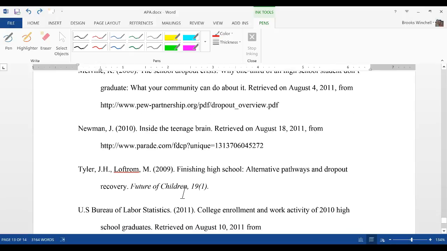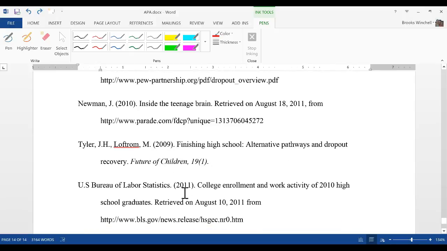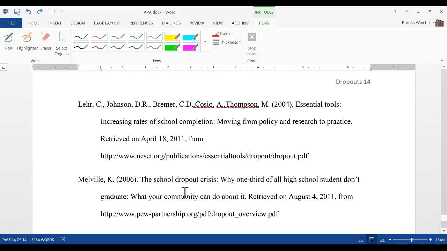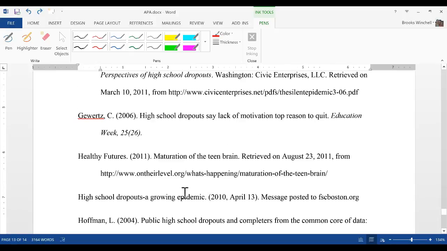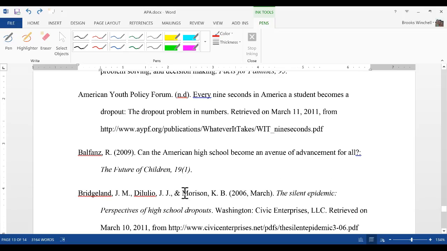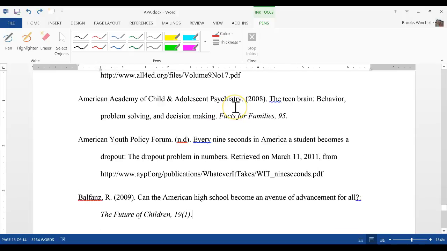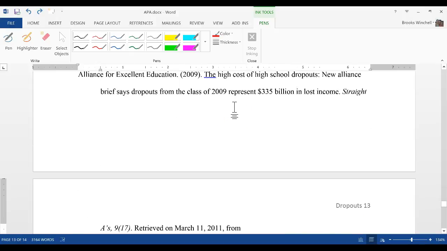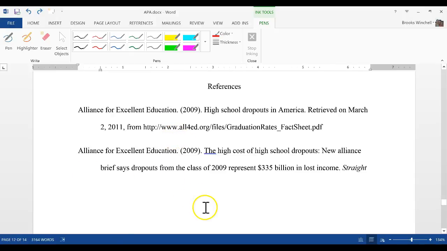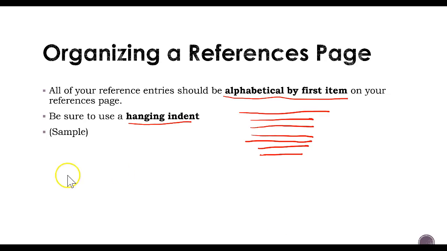I do find that a lot of times when people are writing research papers, they tend to stay away from books, even though books are really good sources. But she does have a good mix of websites and articles, and they all look like pretty good quality sources. She has them alphabetized well, and she's using the hanging indent. So really nice work with that. Hopefully that gives you the idea of what a reference page should look like.